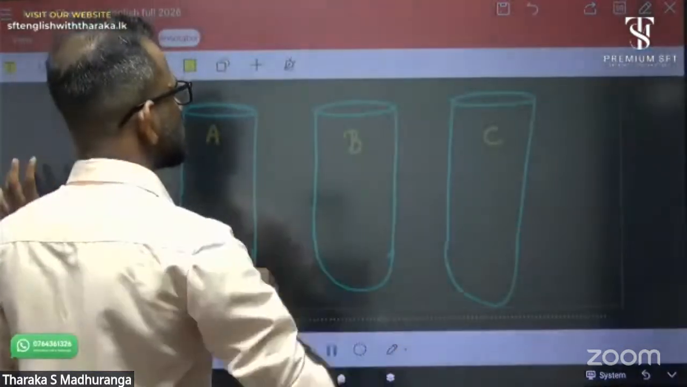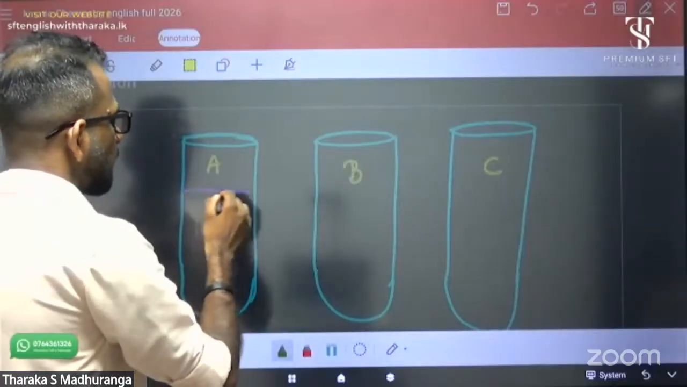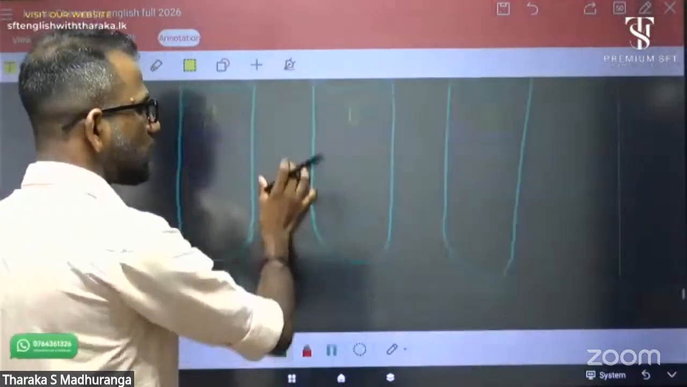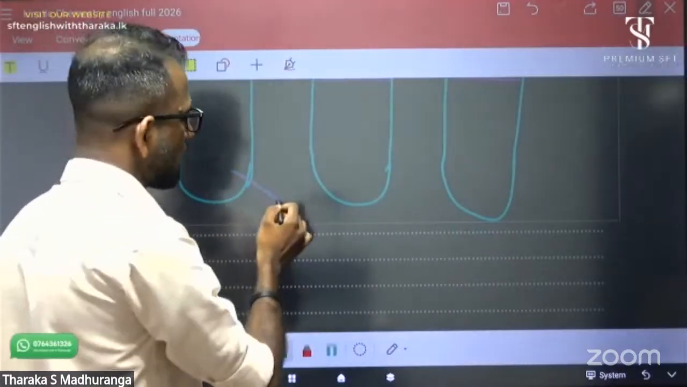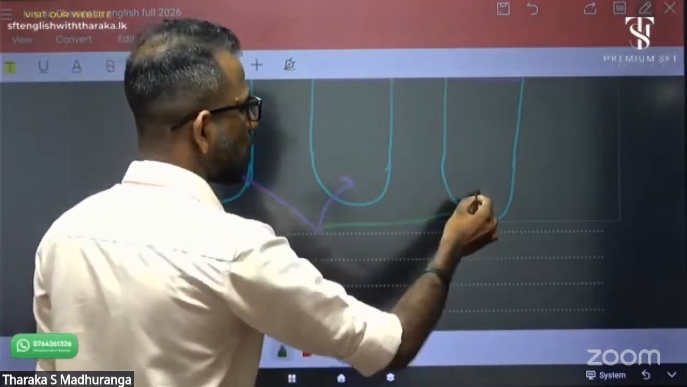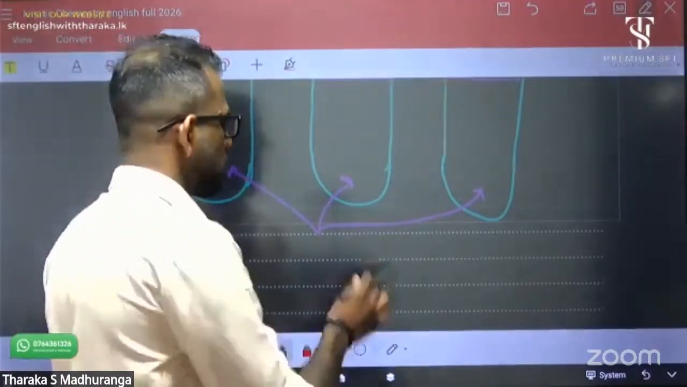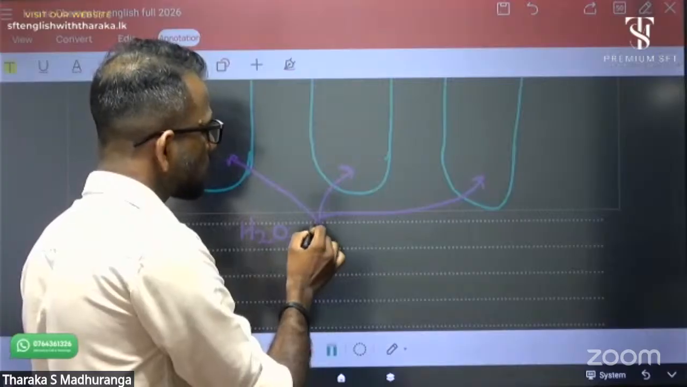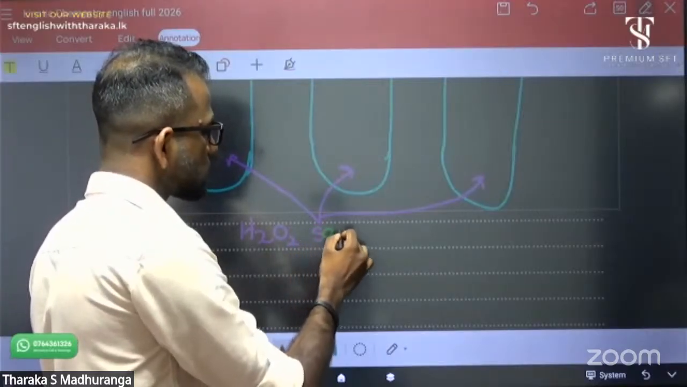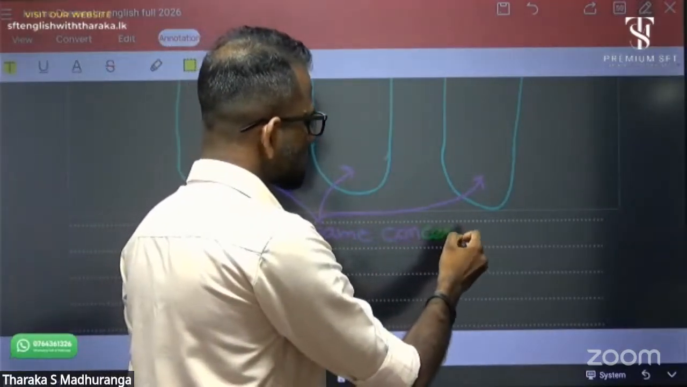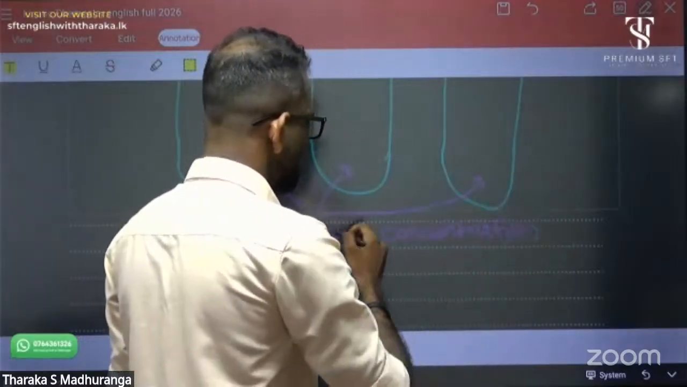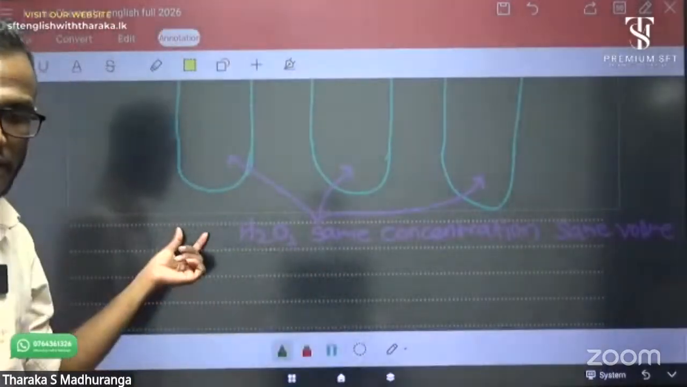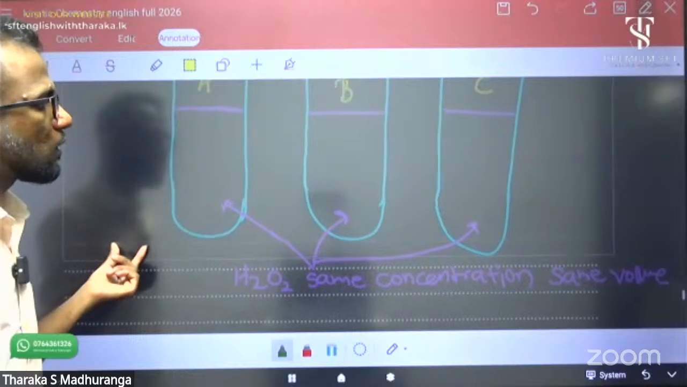Add the same concentration and same volume of H2O2 solution, hydrogen peroxide, to each. Same concentration, same volume.